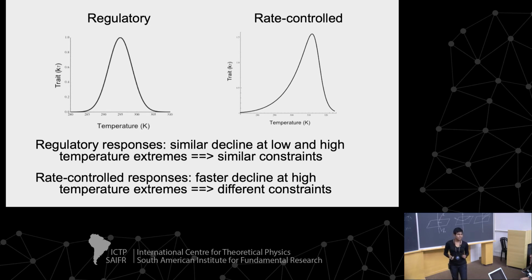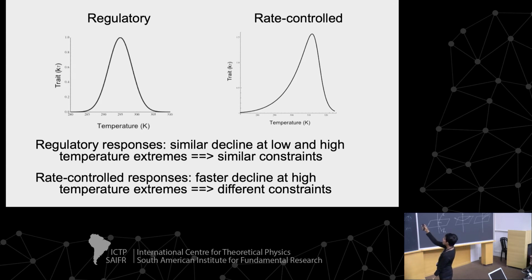So I want to draw this contrast between the regulatory and rate control responses because that helps us understand why we see the outcome we do. If you look at the regulatory responses, they exhibit a similar decline at low and high temperature extremes. Why do they decline? There's some constraint. You freeze to death or you burn, you basically drop dead due to high heat death. So it's basically protein denaturation and loss of respiratory function at high temperatures, and freezing of body fluids at low temperatures. What this suggests is that similar constraints appear to be at play at both low and high temperature extremes.